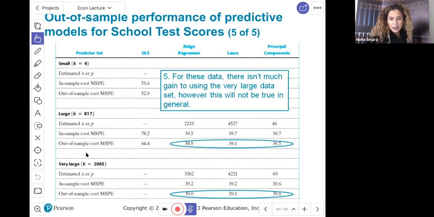Or not much of a difference. It's actually the same for the lasso estimation. It's slightly 0.1 higher for the ridge, and again 0.1 higher for the principal component. So we don't see much gain. This is not always the case, it's not a rule. Usually you would see a gain, but in this model, your conclusion would be, okay, I don't have to go with a very large sample. A large sample would be enough because I'm not gaining any reduction in the standard error going from a large to a very large or big data analysis. Okay.